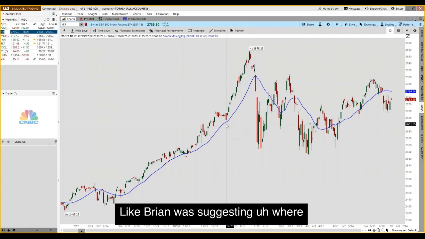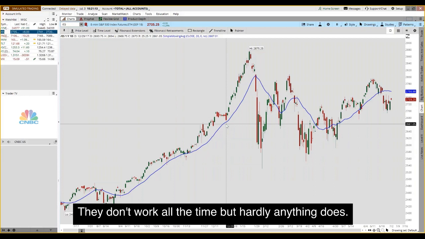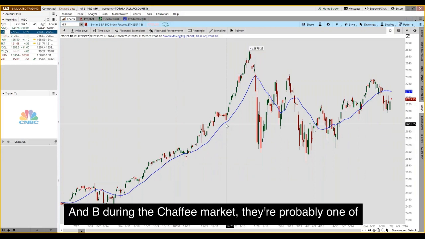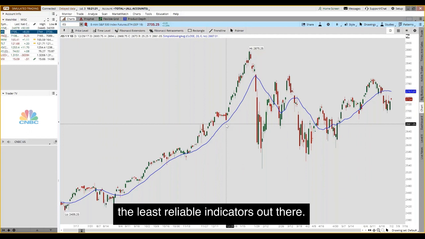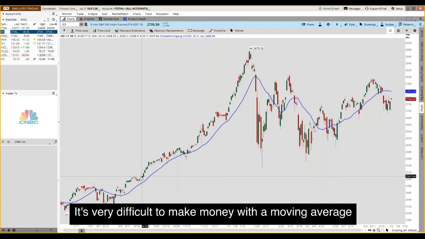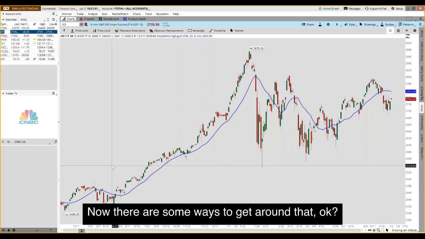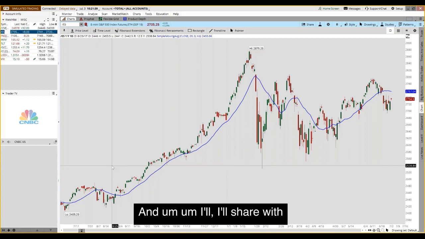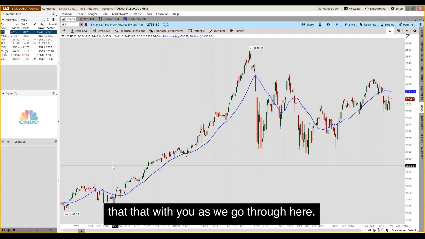Where the cons come in is that A, they don't work all the time, but hardly anything does. And B, during a choppy market, they're probably one of the least reliable indicators out there. In other words, during a period of consolidation, it's very difficult to make money with a moving average crossover system. Now, there are some ways to get around that, and I'll share that with you as we go through here.